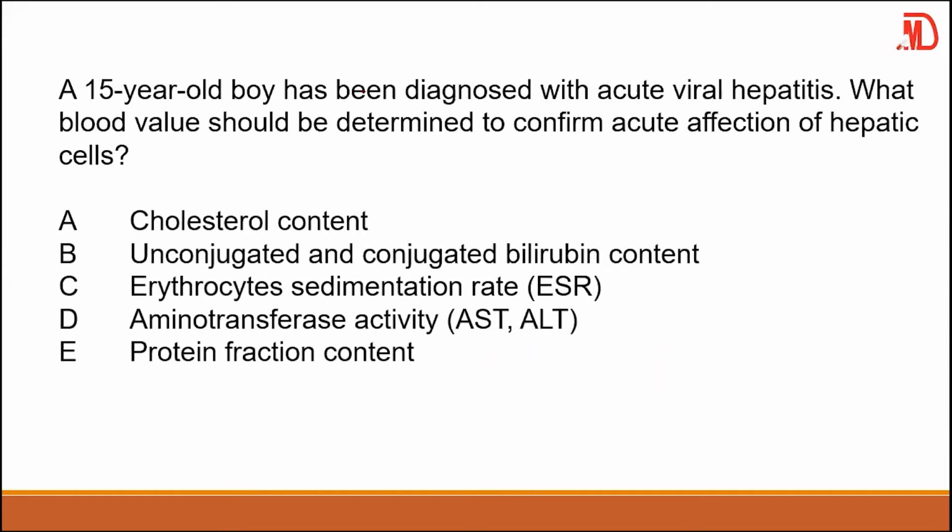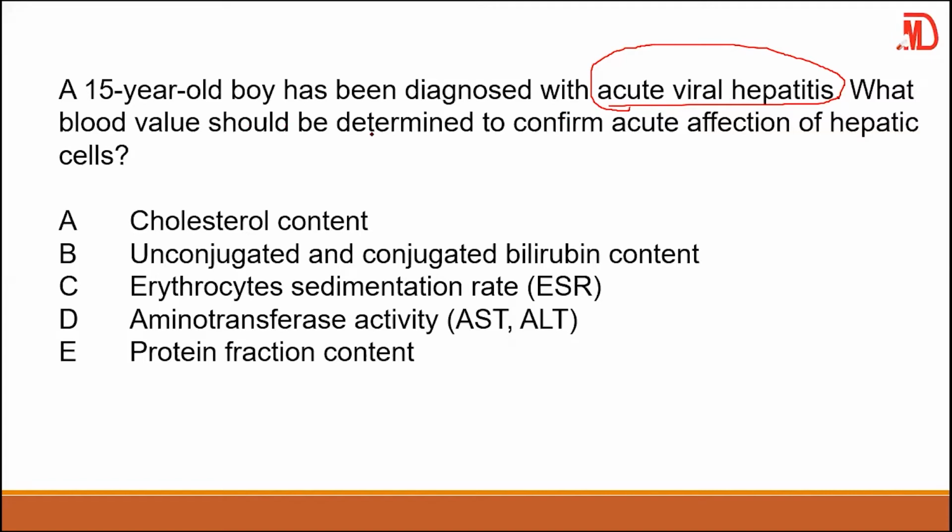A 15-year-old boy has been diagnosed with acute viral hepatitis. Guys, you remember I was telling you something about AST, ALT, isn't it? And some of you rightly said the right answer. There could be a problem with the liver when you have AST, ALT. But let's look at the question again. The same person was diagnosed with acute viral hepatitis.